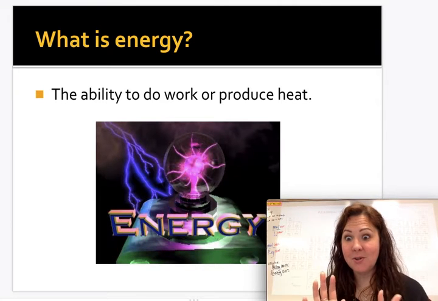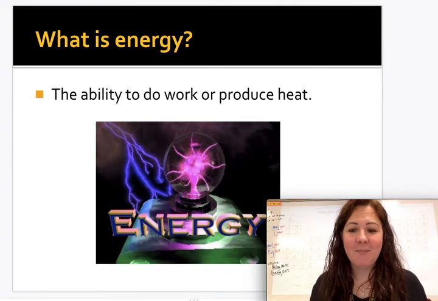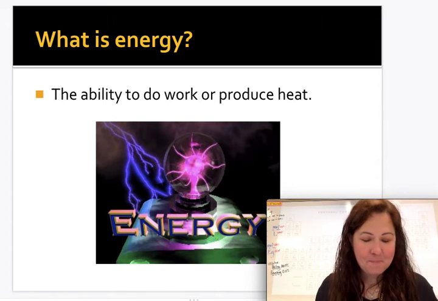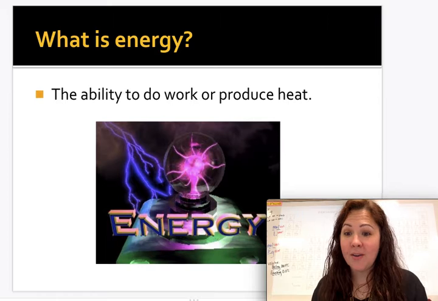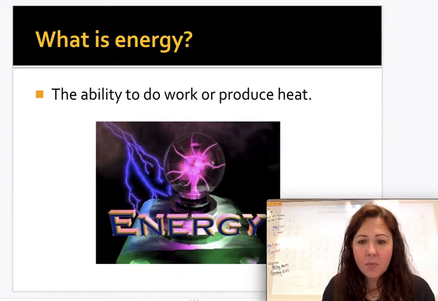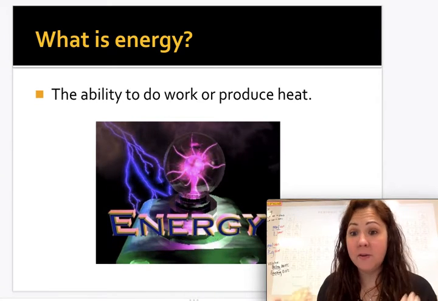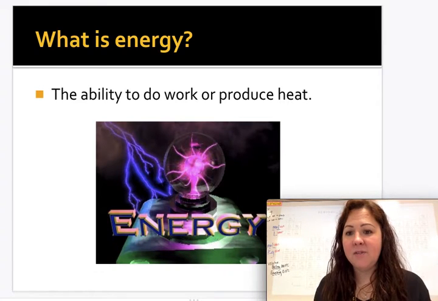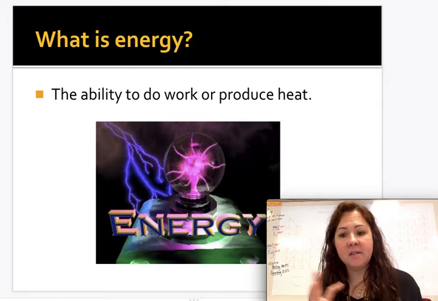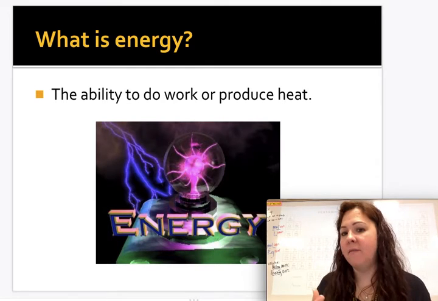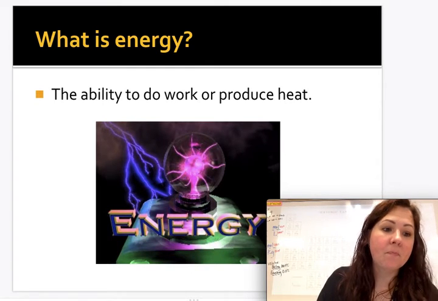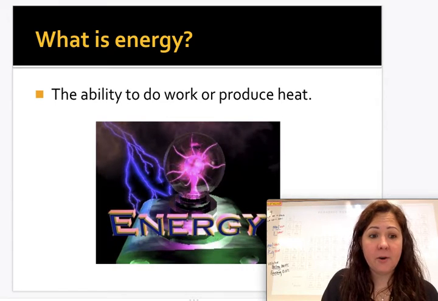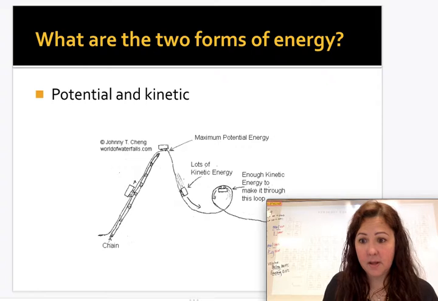If you're a physics person, I'm sorry. If you're watching and you're not in my class, I'm trying to bring it down to their level. You'll learn a lot more about work in physics next year, but for this class it's basically being able to move something. The other capacity is to produce heat. We're going to learn that heat and temperature are actually two different things, so we'll look at that definition as well.